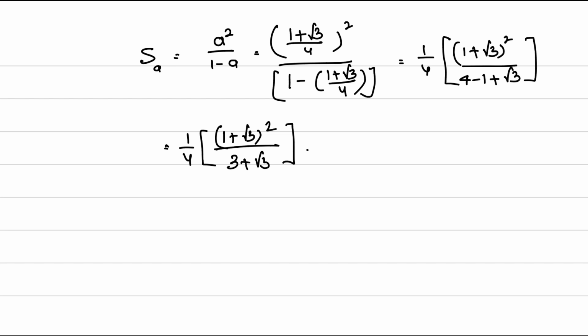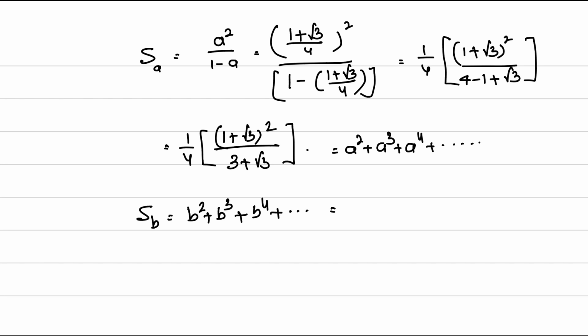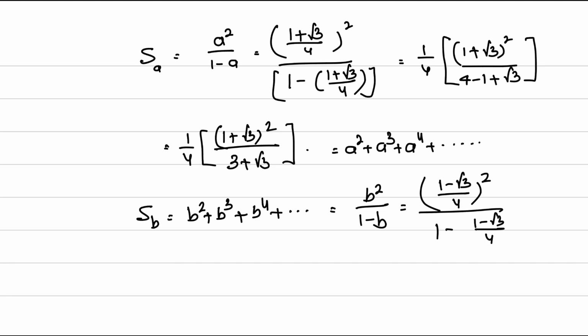What is the sum of A values? That is equal to A square plus A cube plus A to the power of 4 plus so on. Then the sum of B's, that is equal to B square plus B cube plus B to the power of 4 up to infinity, is equal to B square by 1 minus B. That is equal to (1 minus root 3 by 4) whole square divided by 1 minus (root 3 by 4).